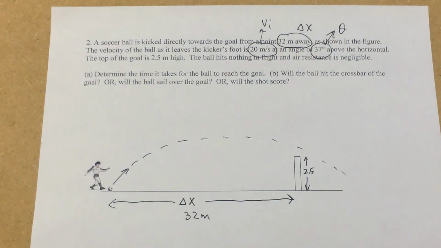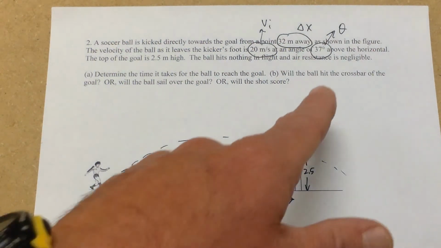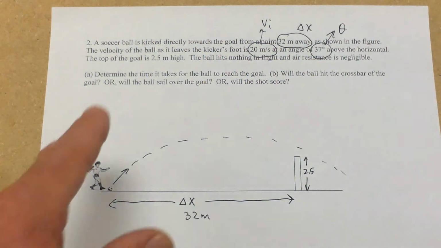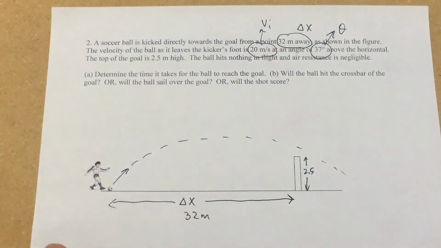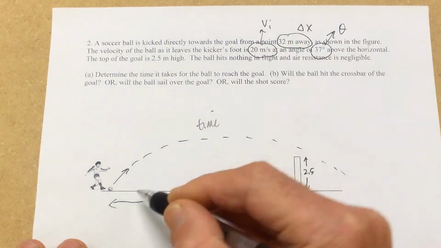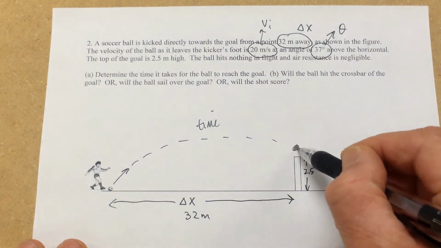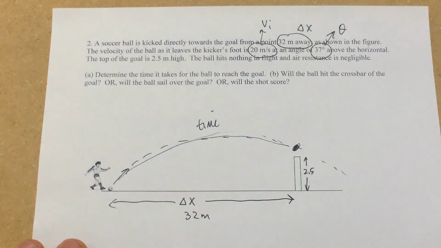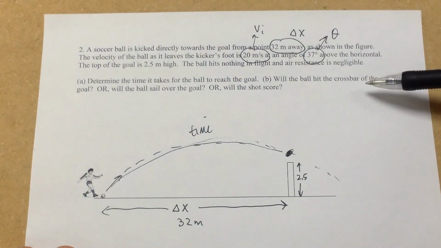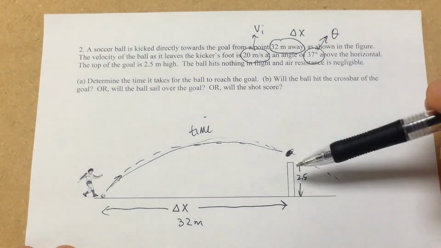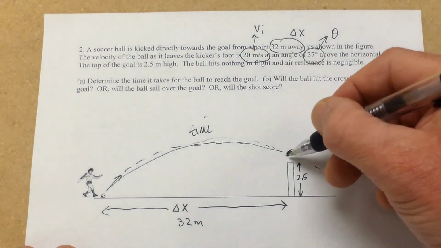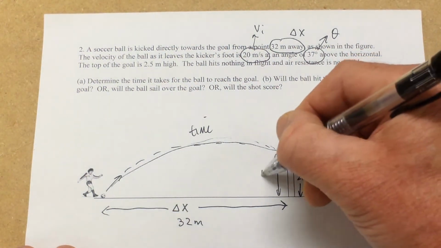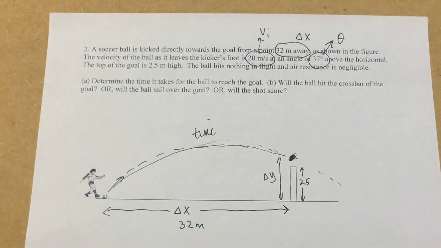All right. The ball hits nothing in flight, and air resistance is negligible. Determine the time it takes for the ball to reach the goal. So we'd like to figure out the time it takes for the ball to go here to this position right here. Do you see? That's a type 3 parabola. All right, we want to get the time. Then we'd like to know, will the ball hit the crossbar? Will it sail over the goal? Or will the shot score? So we really want to know the altitude or the height, the delta y of the ball at that specific location. Does that make sense? We want to know if the ball will score or not.